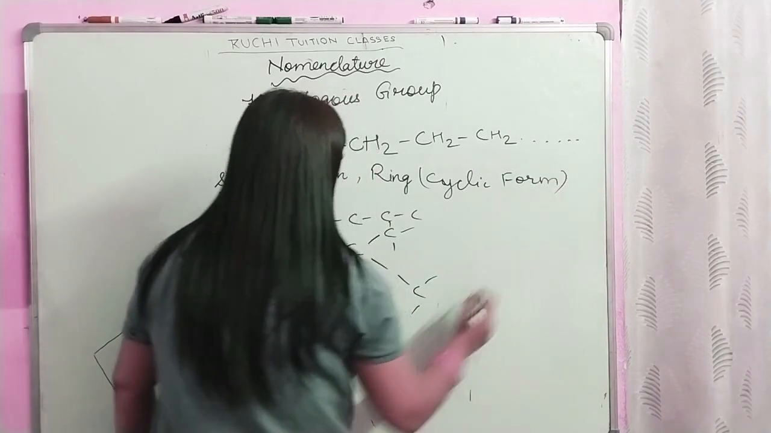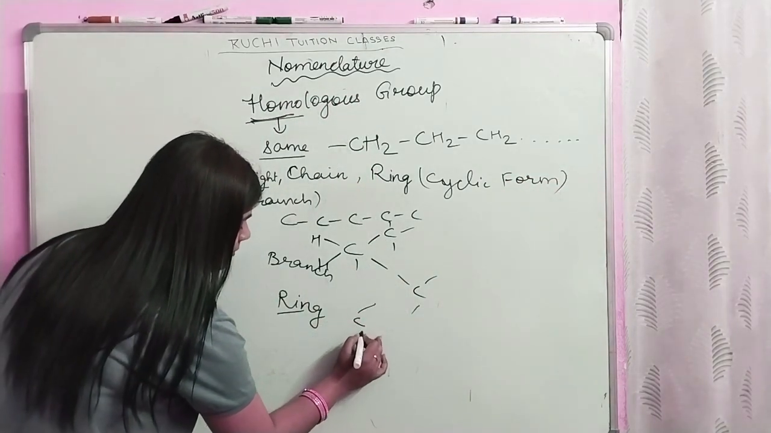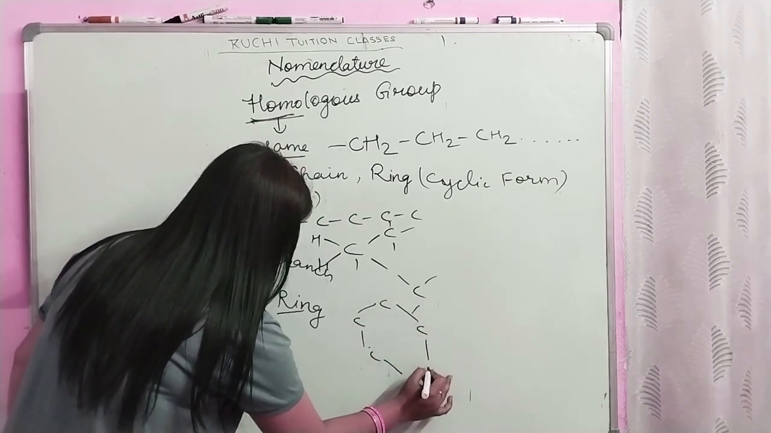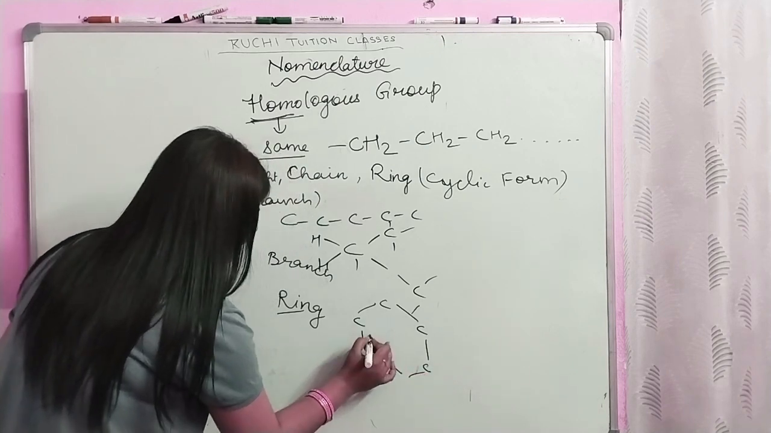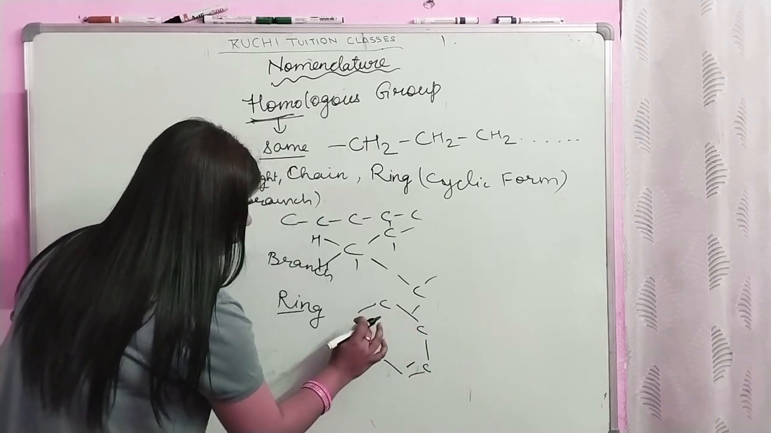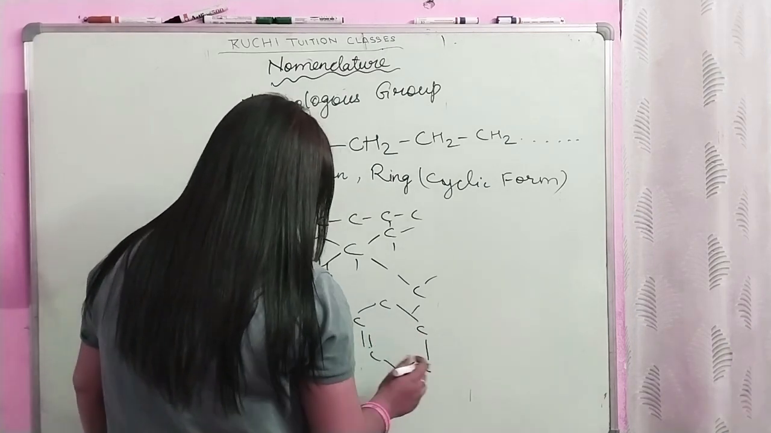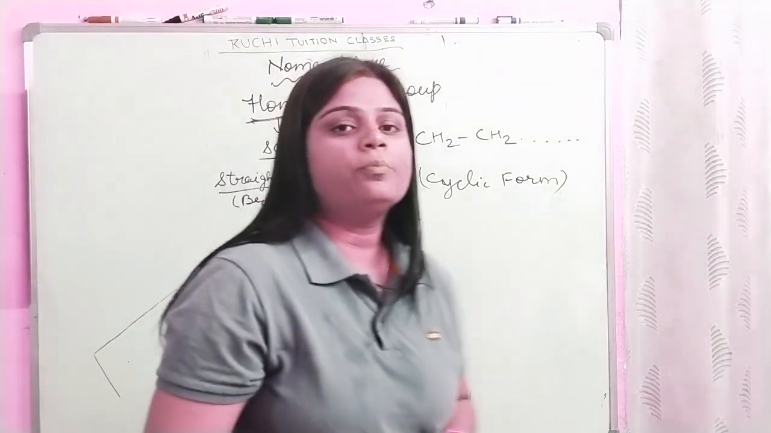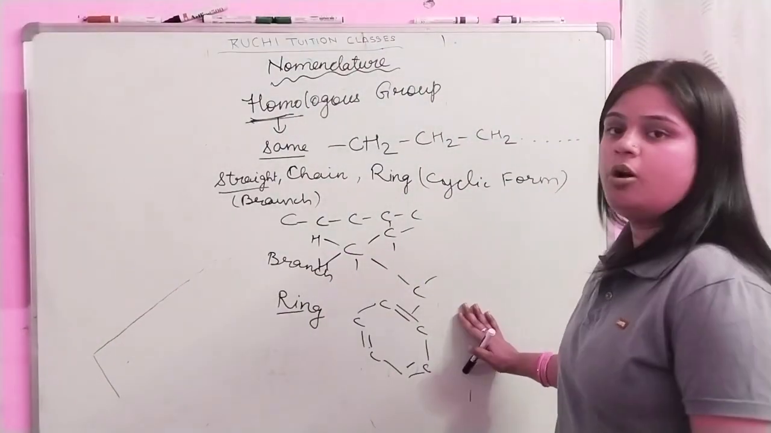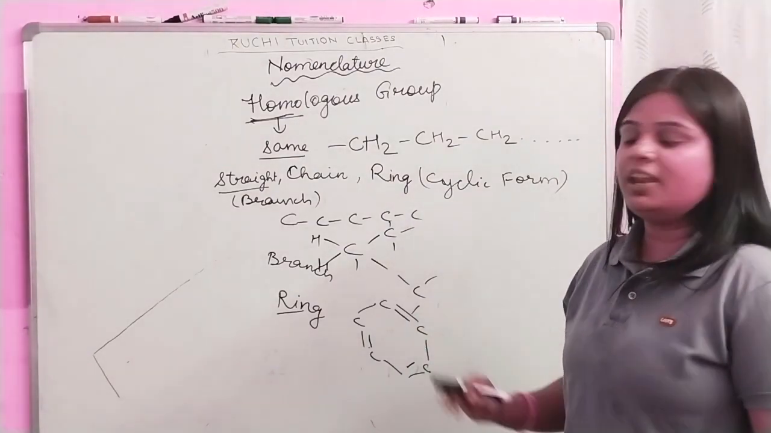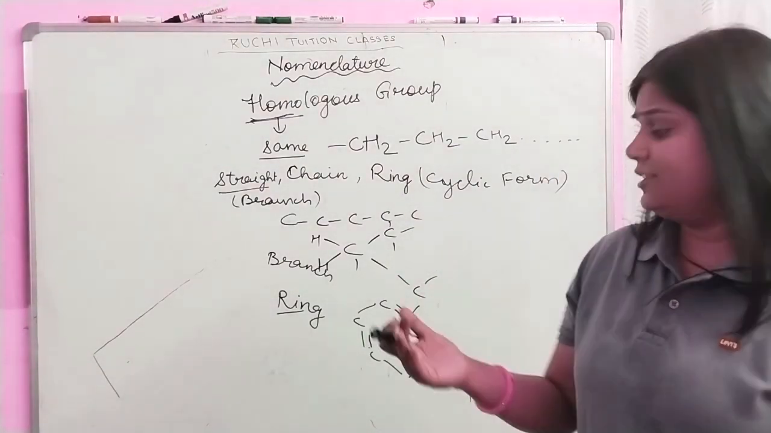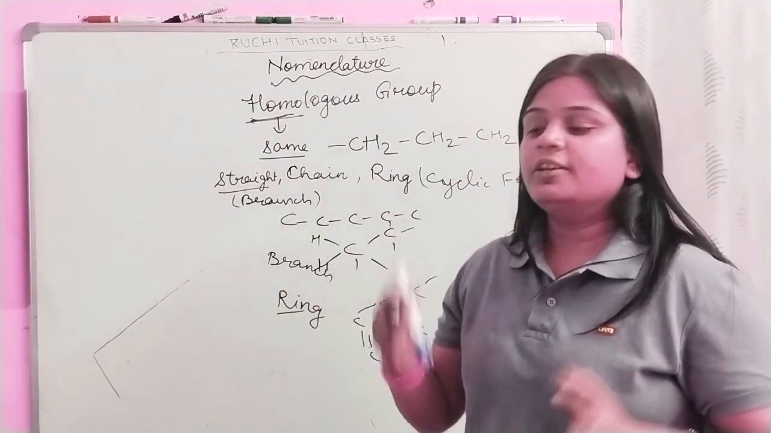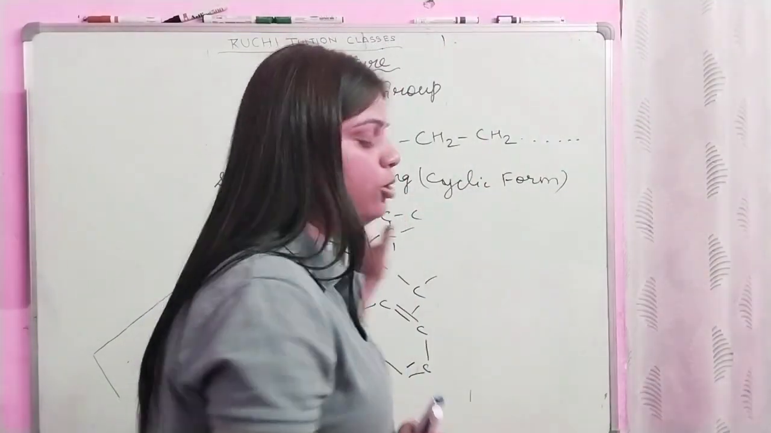The example of cyclic form will be benzene ring, phenyl ring. This is the example of cyclic ring. This is benzene group. So benzene group is an example of the ring form of carbon chain, along with straight chain, branch chain, and the homologous group. I have taught you what is homologous group.